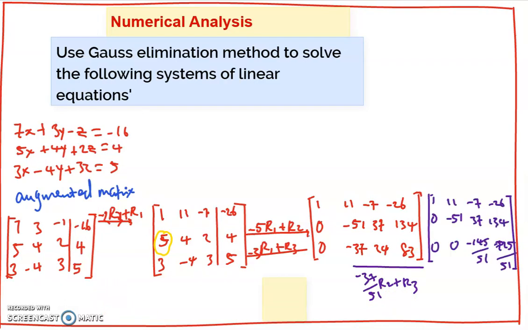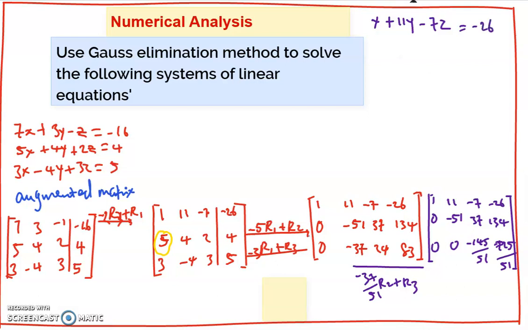After having this down, the next thing we need to do, now that we have reduced these three elements to zeros, is to write our matrices in the form of a system of linear equations. To do that, we have 1 here, so it is x. Let's have it up here. This is going to be x plus 11y, because we have 11 in this position, minus 7z, and this is equal to negative 26.